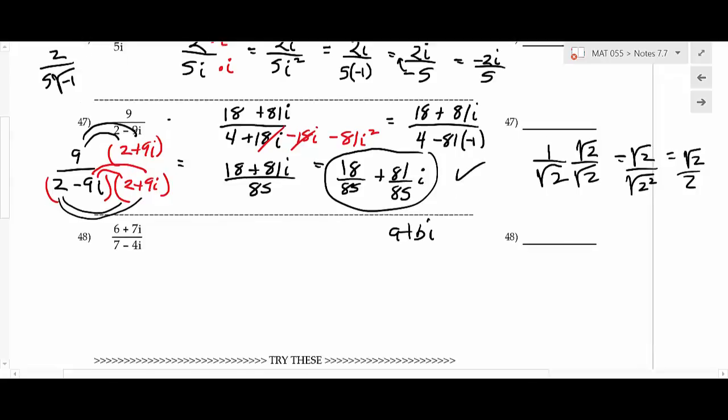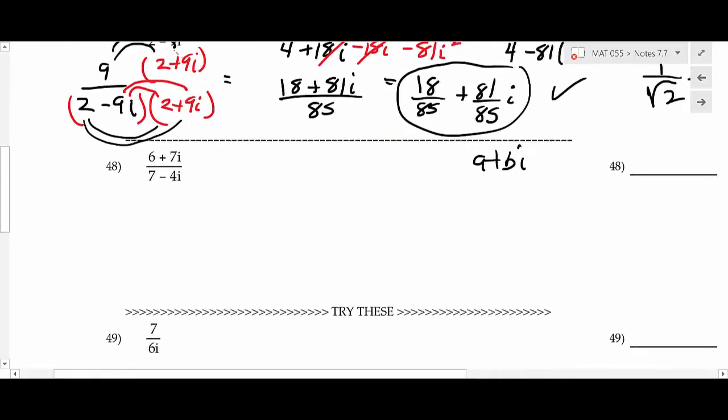Let's do one more of these, and then I'll let you do some, and then we'll take a break. 6 plus 7i over 7 minus 4i. Tell me what the conjugate of the denominator is. 7 plus 4i. It's always the denominator you're looking at. So what you want to do is multiply the top and bottom by that complex conjugate. Then it becomes an exercise in foiling, which you guys did fine a minute ago, so as long as you don't make any mistakes, you should be okay on this.